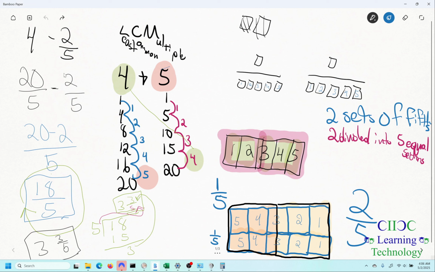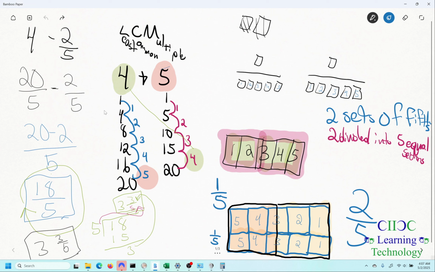4 minus 2/5. So we have to get 4 into a fraction, because the only way you can put fractions together when you add and subtract is when they have the same denominator. So in order for us to get 4 to the same denominator as a fraction as 5, we have to find the least common multiple. So we go through our times tables. 4 times 1 is 4, 4 times 2 is 8, 4 times 3 is 12, 4 times 4 is 16, 4 times 5 is 20. So again, we're thinking about hopping.